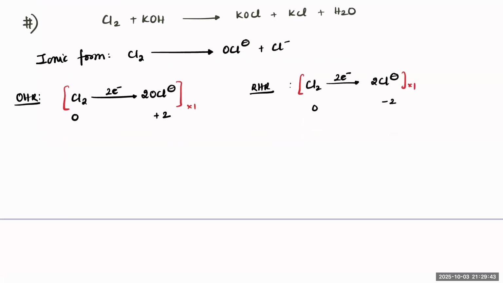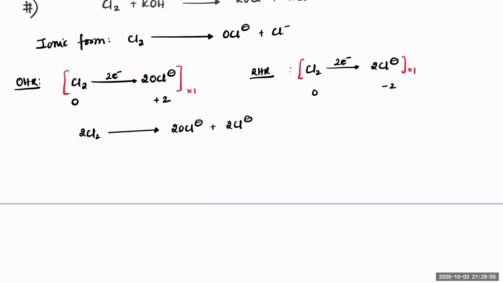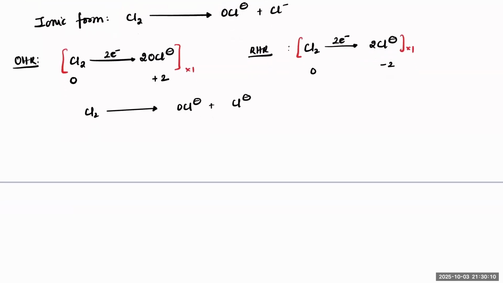So that means we will have 2 moles of Cl2 converting into 2 moles of OCl minus plus 2 moles of Cl minus. Or in short, I can actually remove that 2. It is not essential. Clear? If the common term is coming, you can always remove that. Correct? So now it is balanced already.